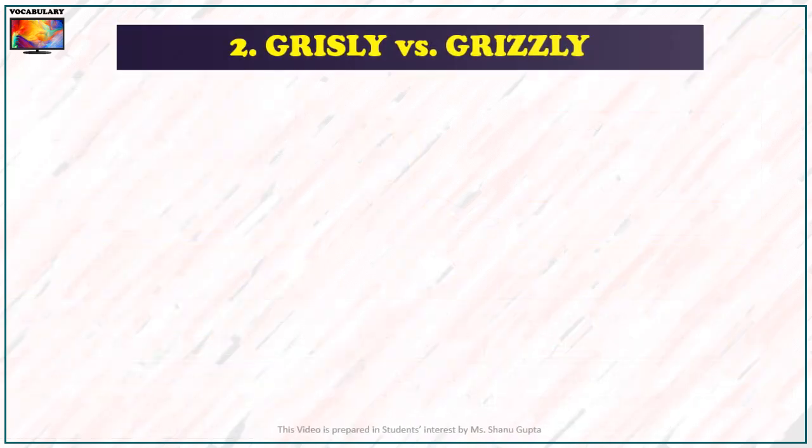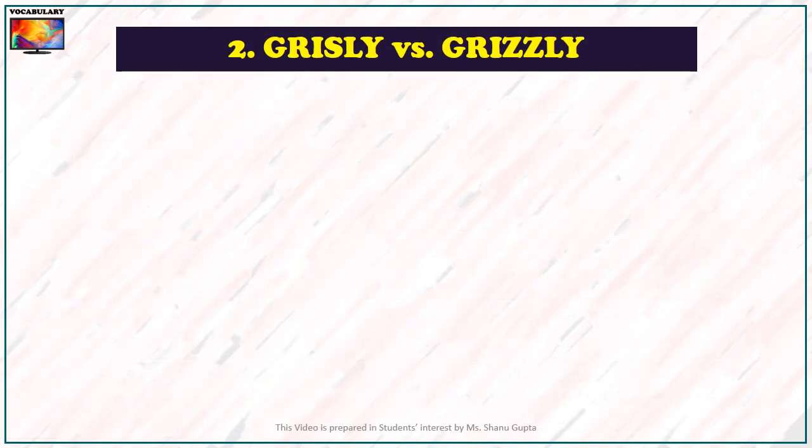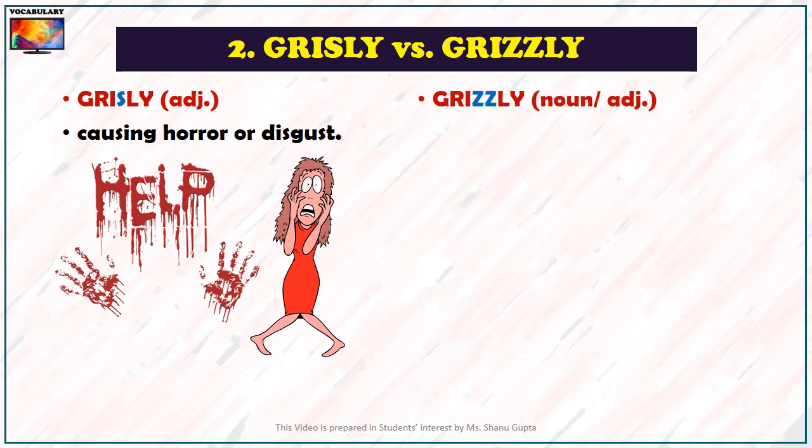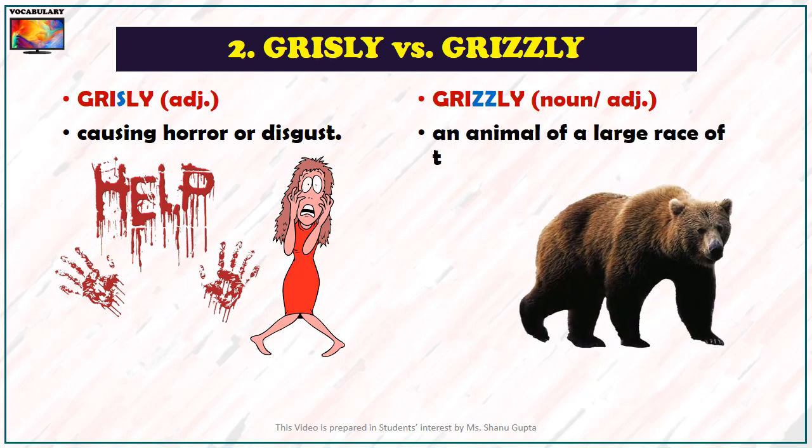Our second pair is grisly versus grizzly. Both words have exactly the same pronunciation, but their meanings differ. The first, grisly, is used as an adjective to describe something that causes horror or disgust, like probably a grisly scene from a horror movie. The second, grizzly, refers to an animal of a large race of the brown bear native to North America. This word can be used as a noun as well as adjective.